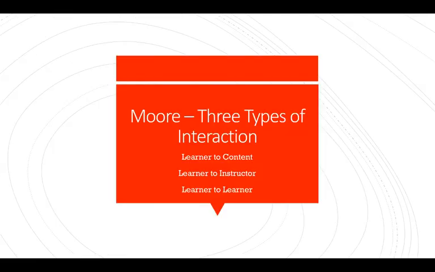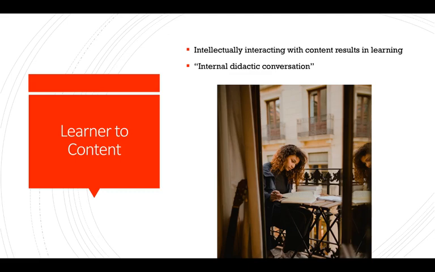So this is Moore, and he talked about three types of interaction that happen in learning, and in particular online or distance learning. And he said learner to content is one area, learner to instructor is another, and learner to learner is the third. So these are the three types of interaction that one can focus on as we move forward and learn about online learning.